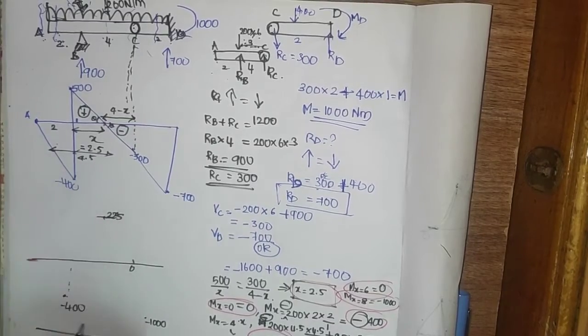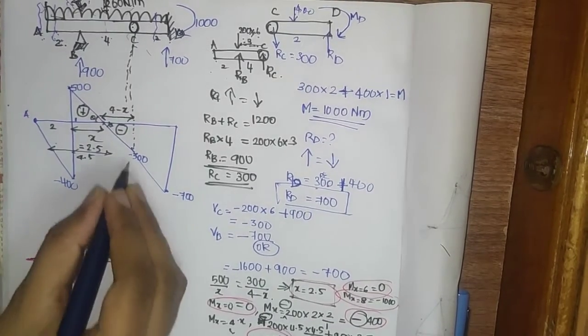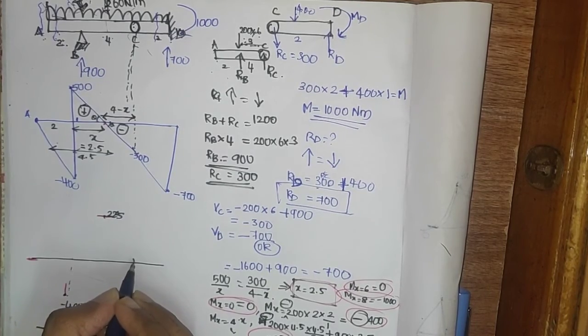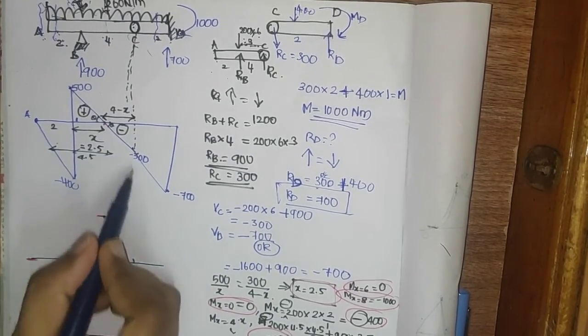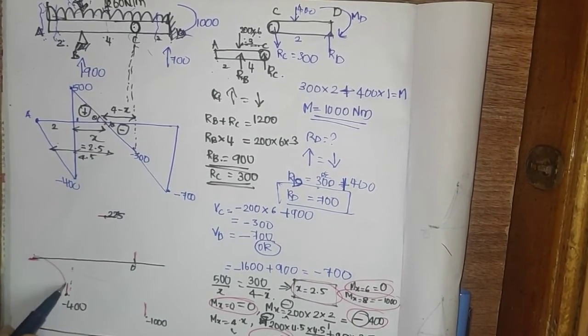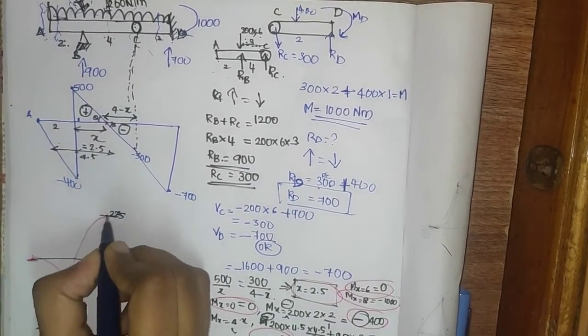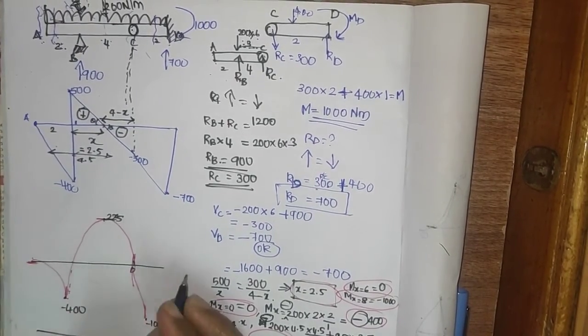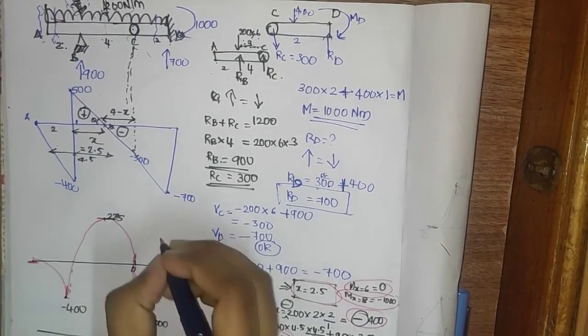Next, here what is happening? Here maximum shear force, vertical line, here also maximum shear force, vertical line, and here 0 shear. Here the shear force is maximum only. So next, join all these as a parabola. Okay, join this as a parabola. Wow, I got this. Join this.